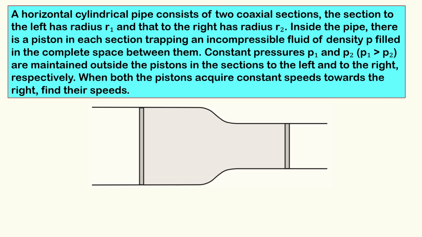So the question says here that there is a fluid inside this tube, and the radius at this side is equal to R1 and the radius here is R2, right? And you have to determine the velocities of these two pistons when they actually become constant, right? So the question clearly mentions that you have to determine the velocities when they become constant.